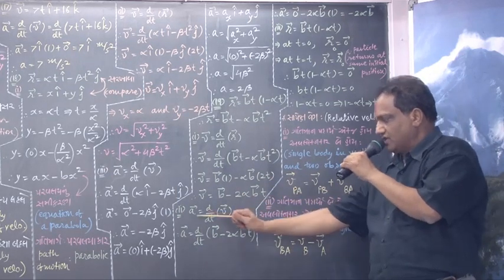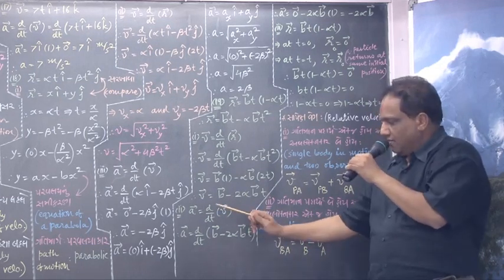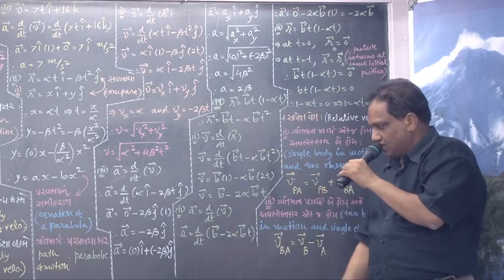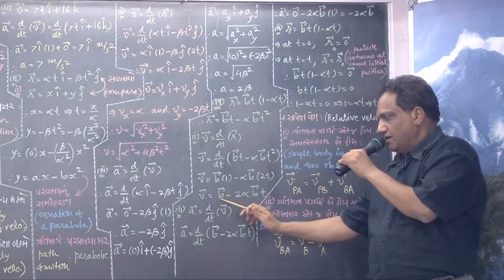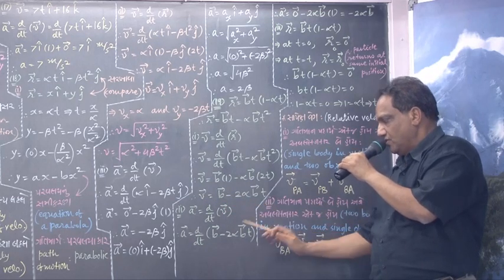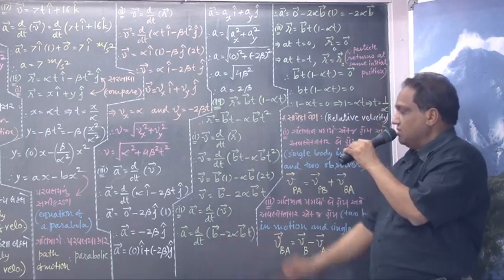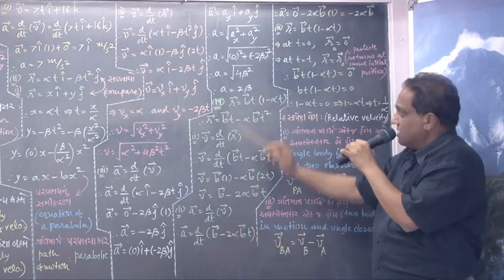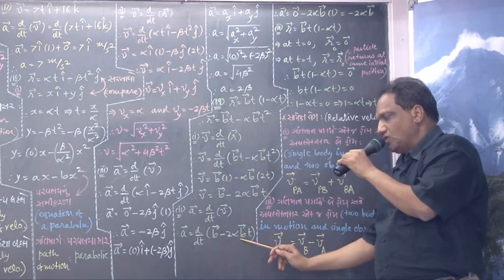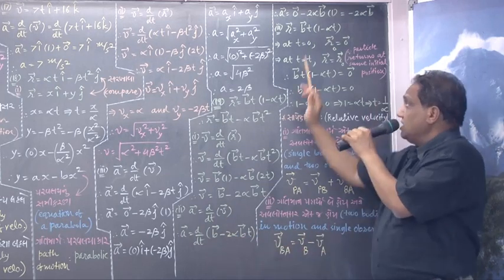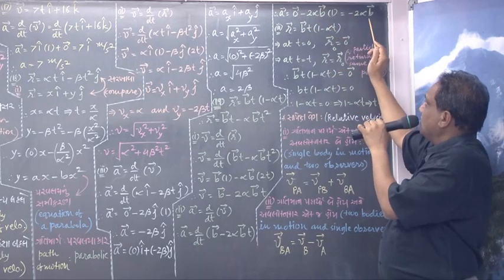Now we want acceleration. It is d by dt of the velocity vector. The time rate of change of velocity gives you acceleration. d by dt of vector B minus 2 alpha vector B into t. The derivative of a single constant term is 0, but because here it is a vector, I should add the 0 vector. Minus 2 alpha vector B is constant, d by dt of t is 1, so this is minus 2 alpha vector B.